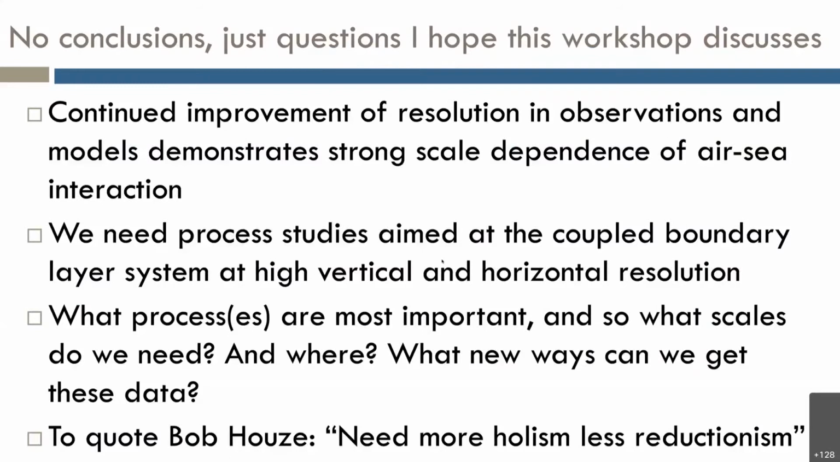So what processes are most important? What scales do we need? Where would we need such a thing? What are the new ways we can get this data? And finally, to quote Bob House, we need more holism and less reductionism.